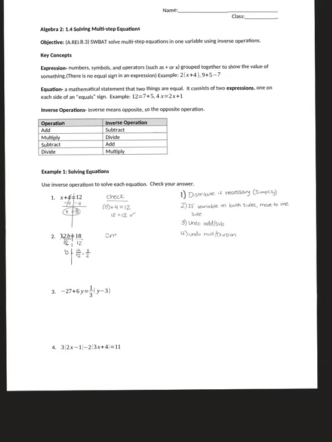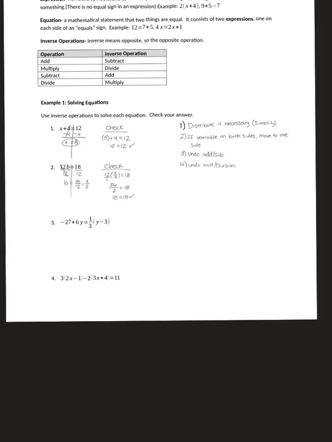Now to check this, again, we plug it into our variable. So I have 12 times 3 over 2 is equal to 18. Now if we're multiplying fractions times a whole number, you can change that whole number into a fraction just by putting it over 1. Then to multiply fractions, you multiply straight across. So 12 times 3 is 36. 1 times 2 is 2. And that's equal to 18. Well, 36 divided by 2 is in fact 18. So it works.